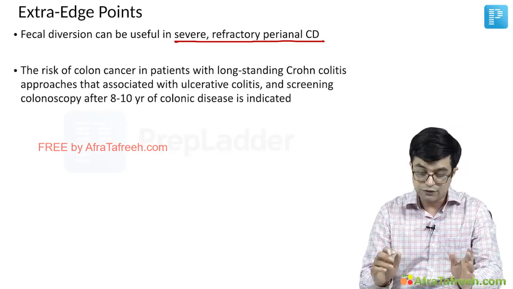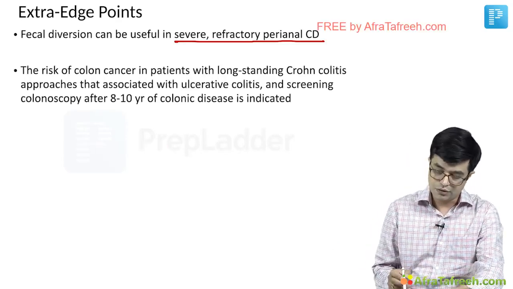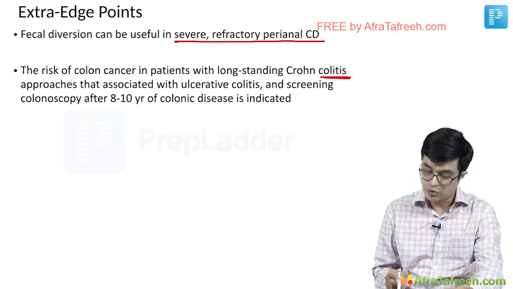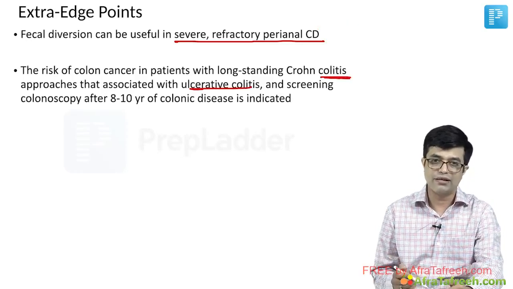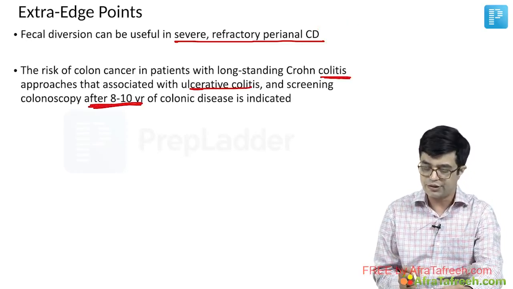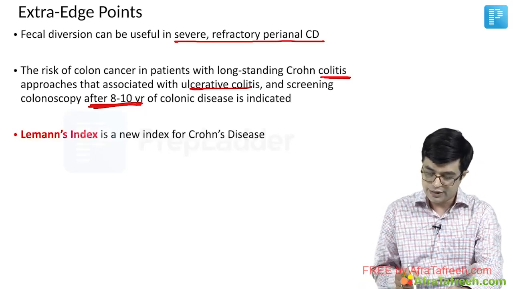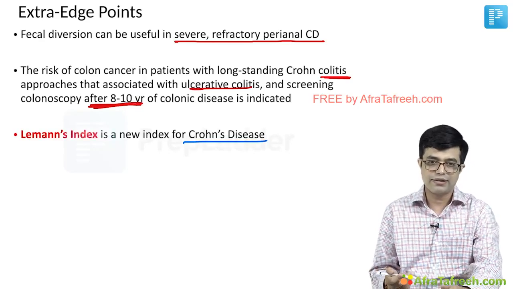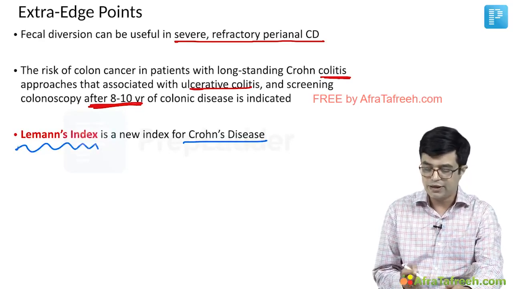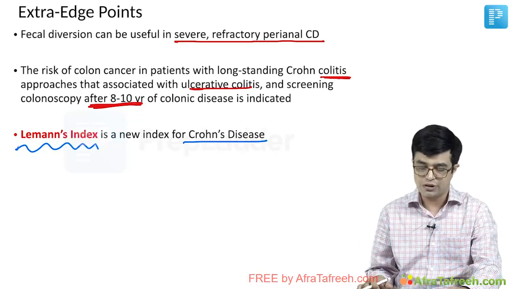That is the problem. The risk of colon cancer is there in patients with colonic involvement. So long-standing Crohn colitis approaches that of ulcerative colitis, and so screening yearly or bi-yearly needs to be done after 8 to 10 years of colonic disease being found. And a new index has been proposed for Crohn's disease. Details will not be asked of you in the exam, but Lemann's index is the name, which is a new index for measuring the Crohn's disease in patients.